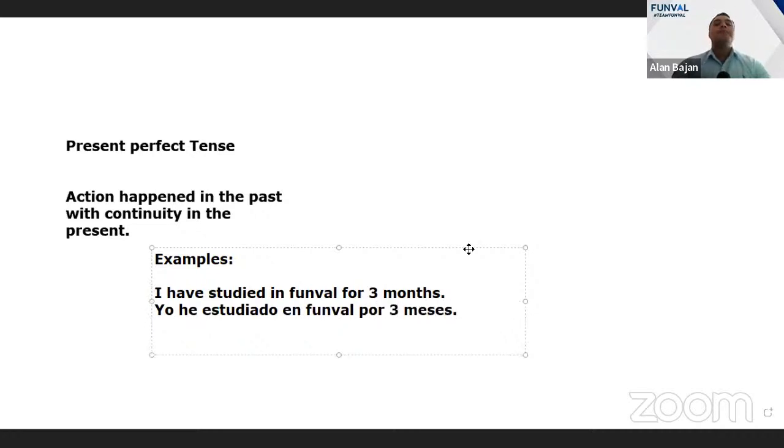That's the translation, right? But this means that you are studying in Fumbal currently, right? If I say I studied in Fumbal for 3 months, this means that I finished. But with present perfect tense, this means that I am still studying in Fumbal. I have studied for 3 months, but I continue studying in Fumbal. That's the difference between simple past and present perfect. Present perfect has continuity in the present. That's why we need other details in these sentences.